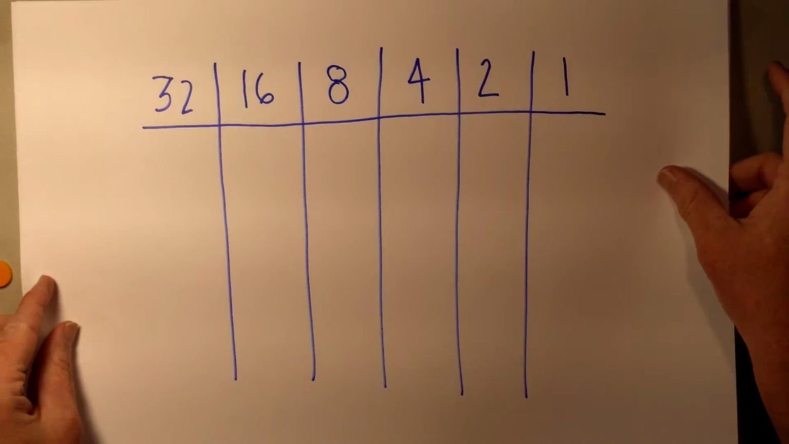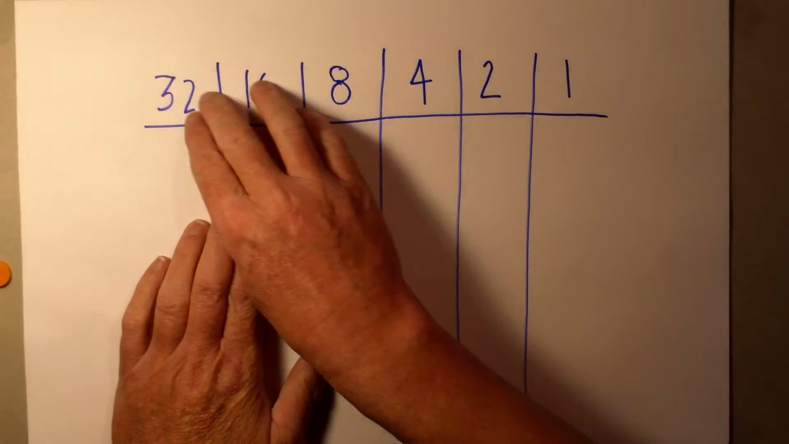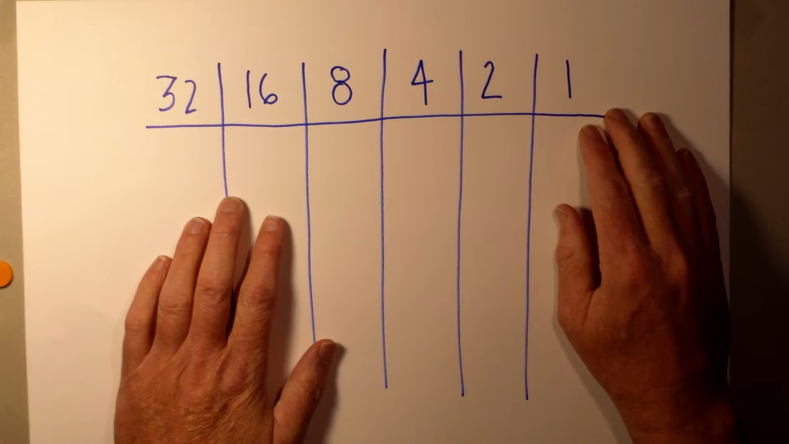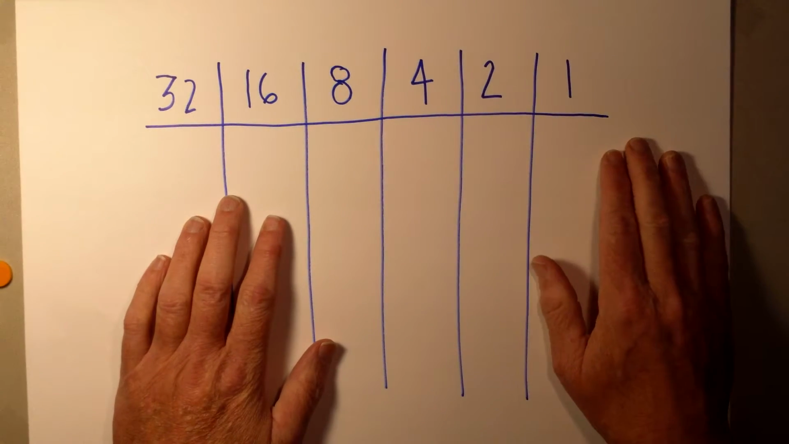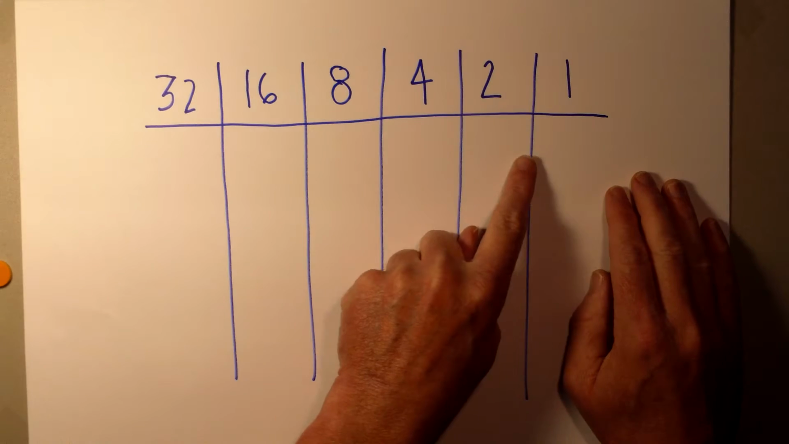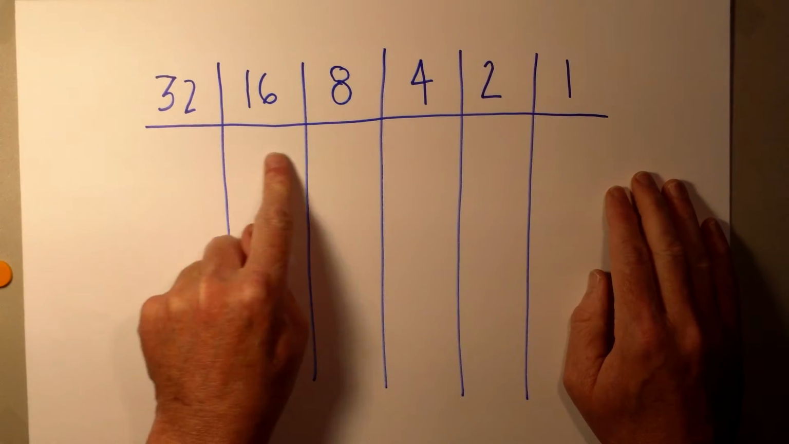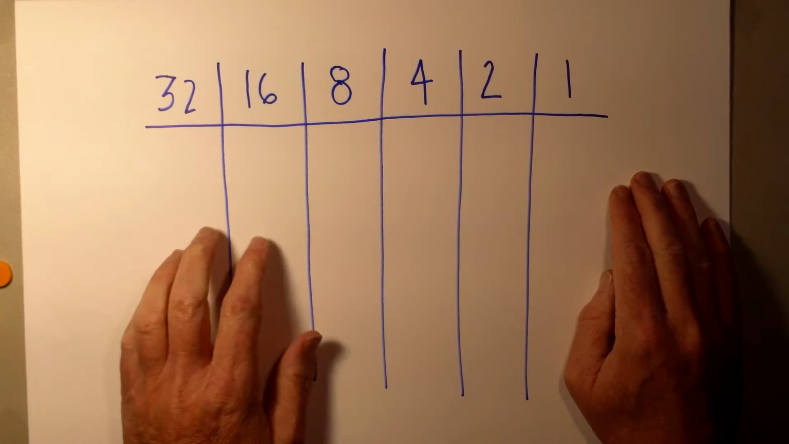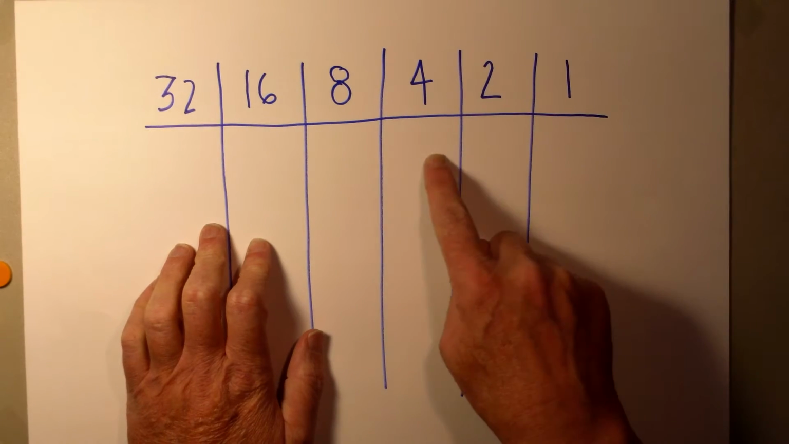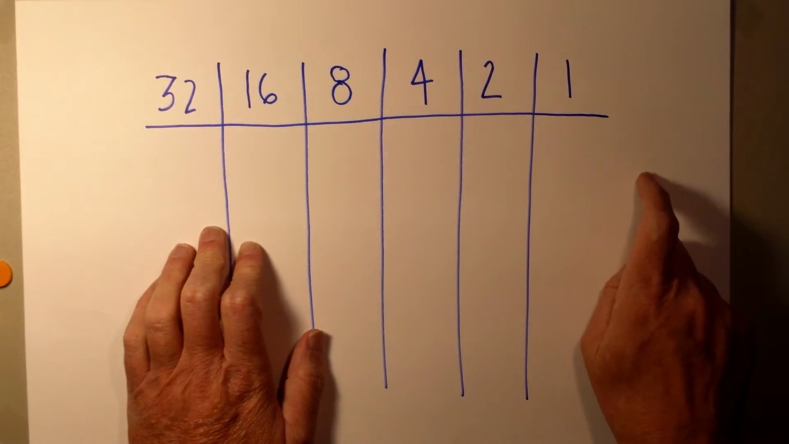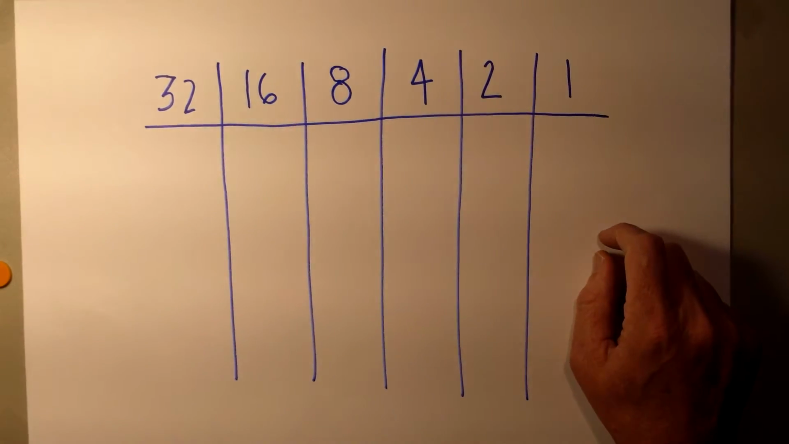Okay, so here are our placeholders for binary. I'm going to write some numbers here, and we're going to have to sort out what the binary representation would be by writing either 1s or 0s in the appropriate spots to give us the number that we want. All right. So let's try.